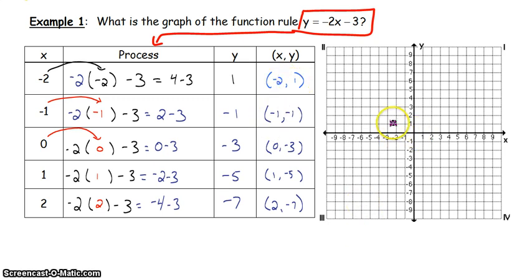-2, 1 is here. -1, -1, 0, -3, 1, -5, and 2, -7. It should be the case that your points form a line. If on your particular problem it does not, go back and double check your arithmetic. In all likelihood, you made an arithmetic mistake. In all of these problems, they should be forming lines. So we take our straight edge, draw our line, and put our arrows.